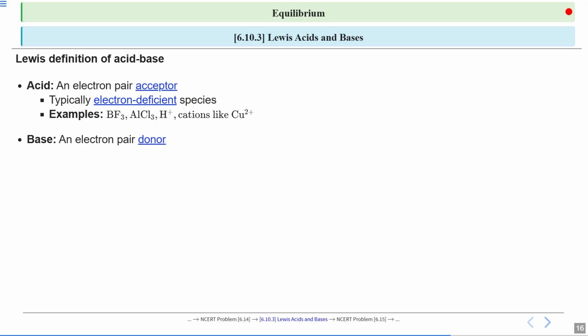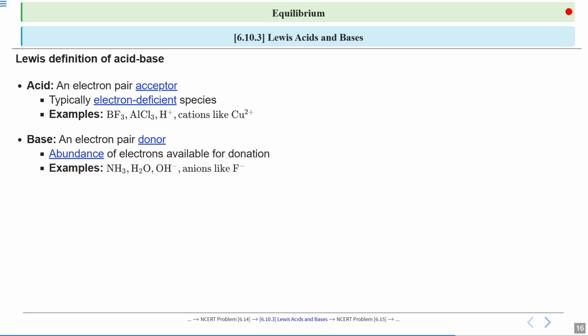Moving on to the base, the opposite of an electron acceptor, a base acts as an electron donor, according to Lewis. The same logic applies here also. The species with an abundance or excess of electrons will be available for donation. If you talk about negatively charged ions, you will say the negative charge is more, so they have an excess of electrons, so they will donate.